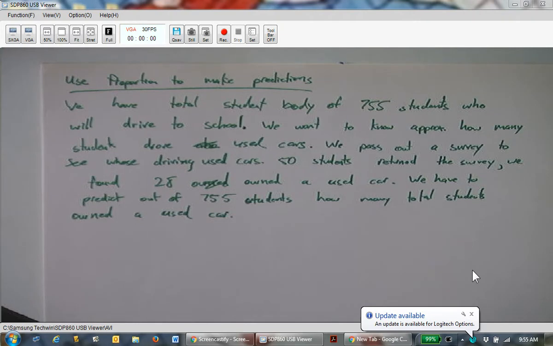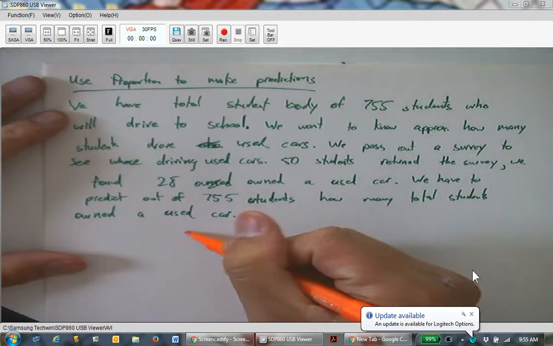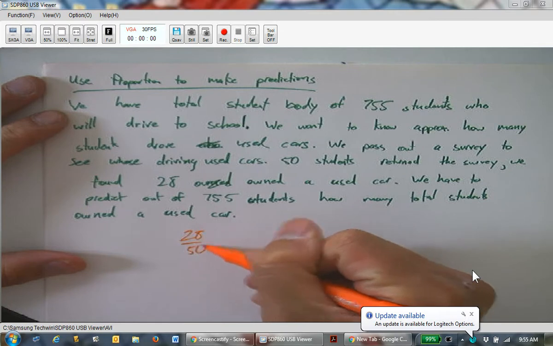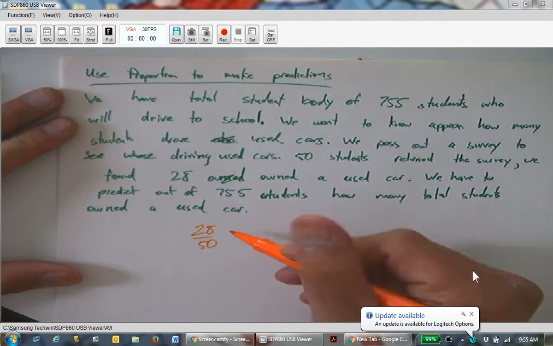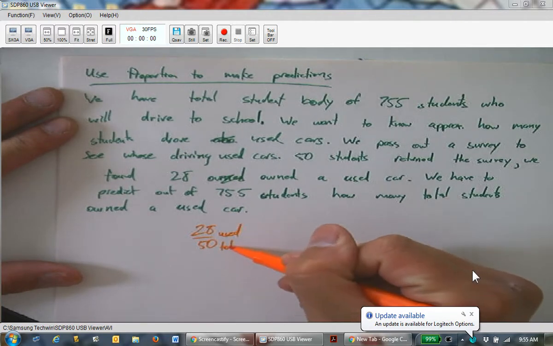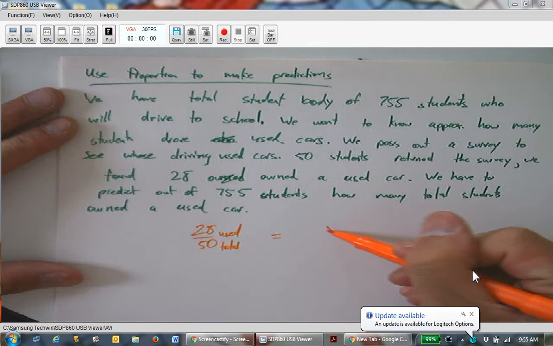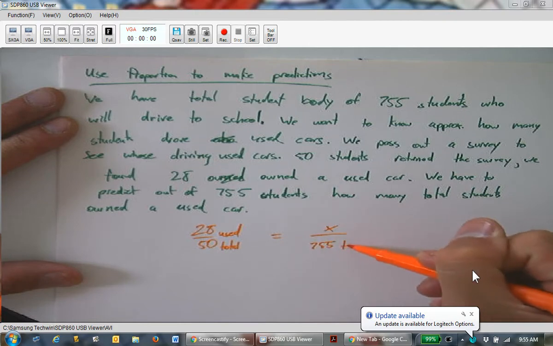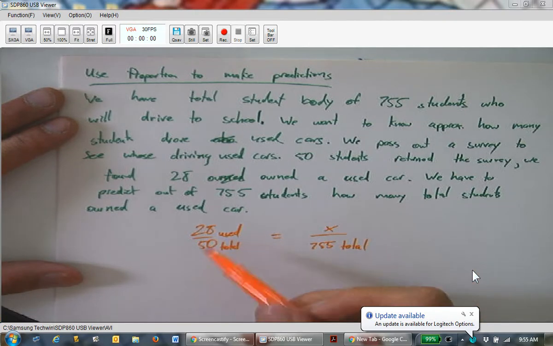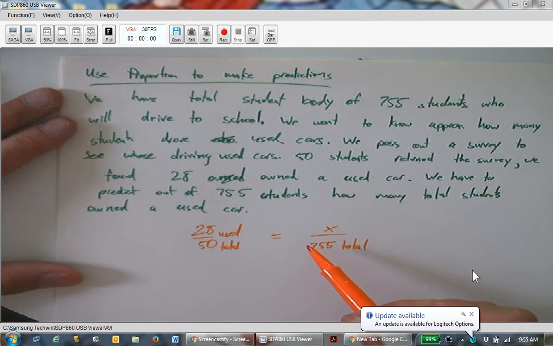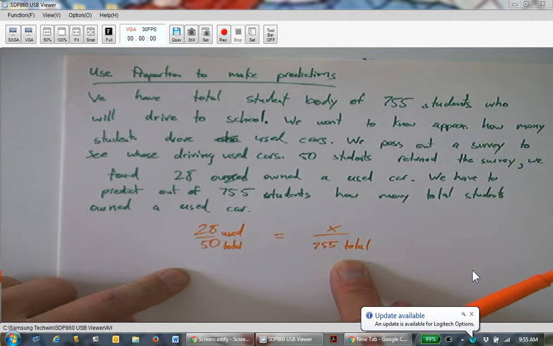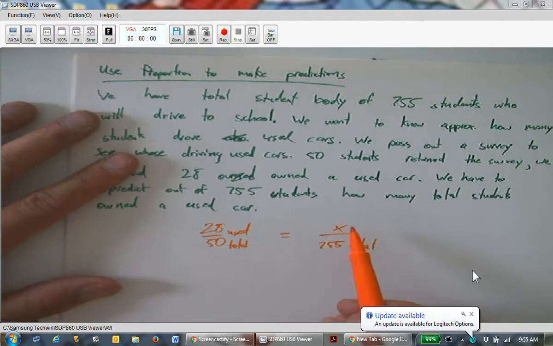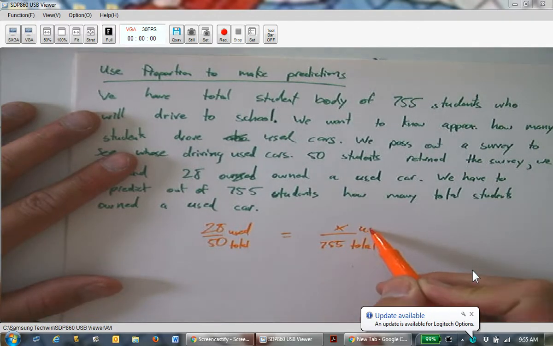Ruby: You could set it up as 28 over 50 because 28 people out of the 50 people that returned it had used cars. And then you could cross multiply that with x over 755 because you don't know how many out of 755 have used cars. All right, so this is the survey data, and if the survey data perfectly represented the population, then we could set up two ratios and say that they're equal to each other. If we do that, we could find potentially the number of people that have used cars out of 755 total.